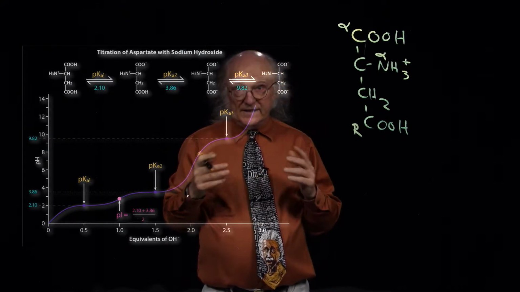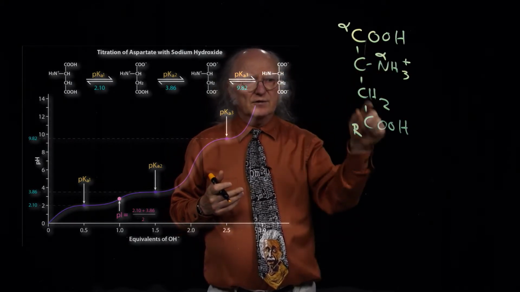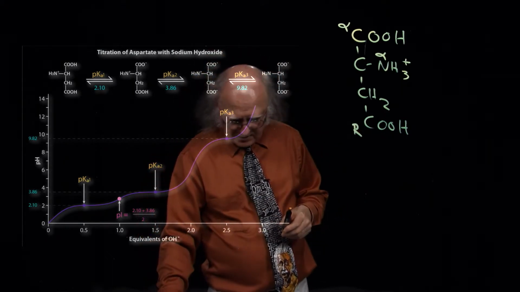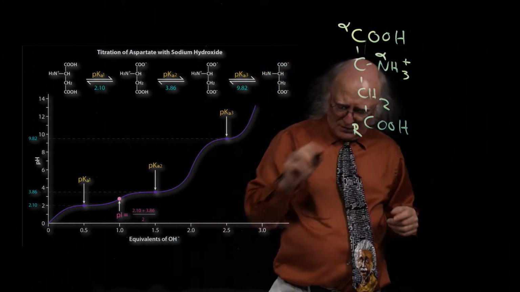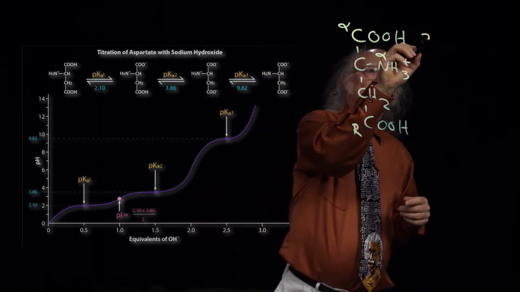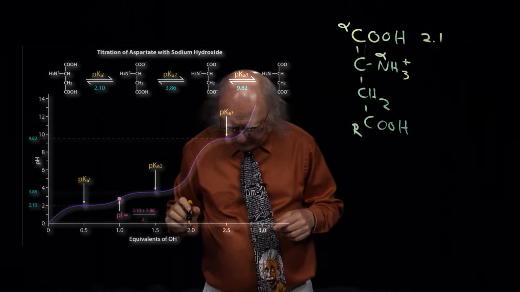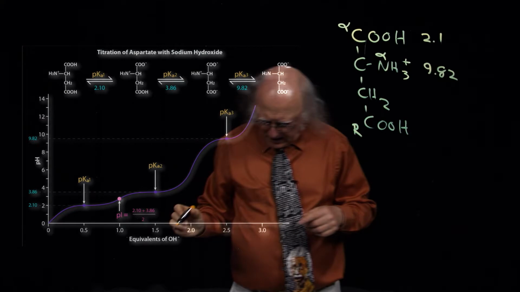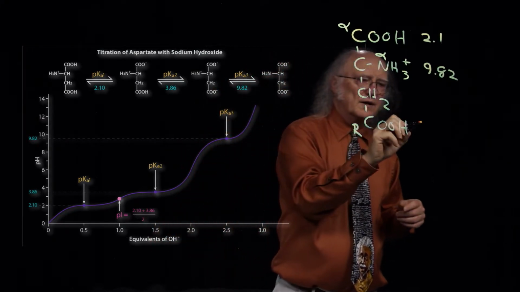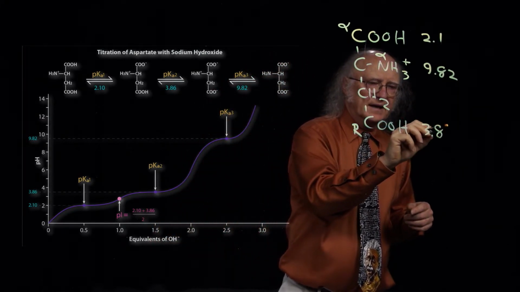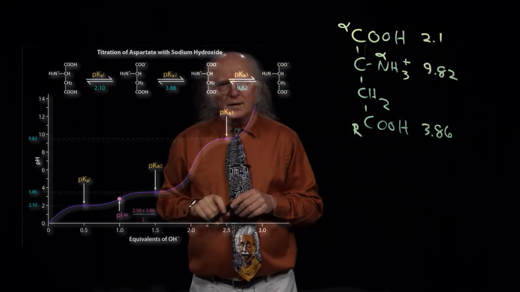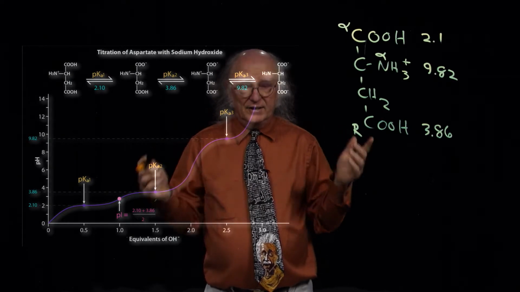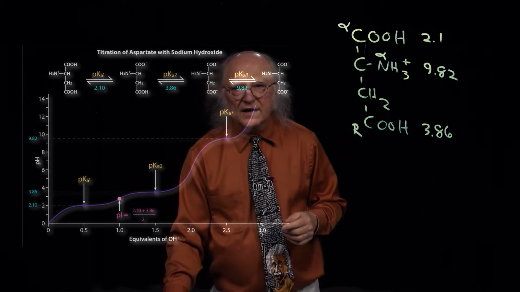Now, it turns out that, as I said, each of these individual groups has its own pKa value. For this plot, we see the pKa values are as follows. For the alpha carboxyl, it's a value of 2.1. For the alpha amine, it's a value of 9.82. And for the R group carboxyl, it's a value of 3.86.